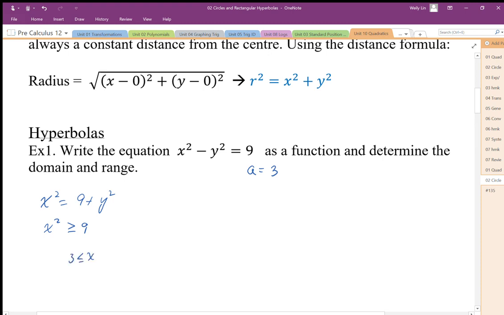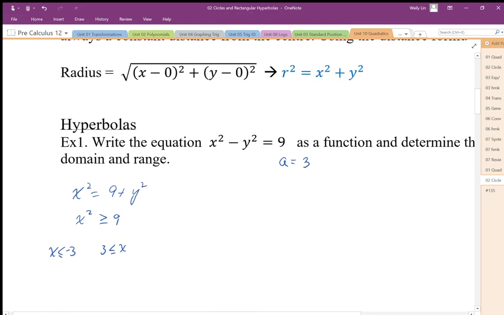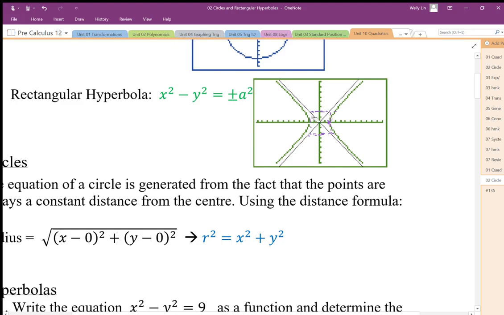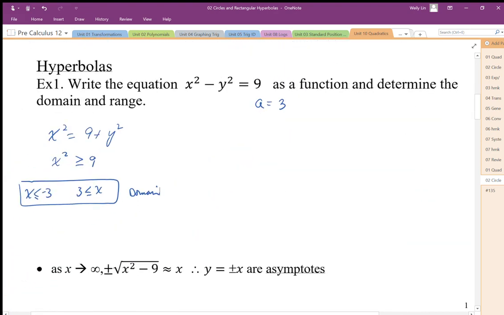Well, x has to be at least 3, it can't be any smaller than 3, and on the other side it can't be any bigger than negative 3. So we've now established a domain for this. Okay, so this ends up being the domain. Now, if we did the same for the range of this, well, notice that there's a gap here. If there's a domain restriction on a hyperbola, it looks like the y's go infinitely up and infinitely down. Well, let's just check this.